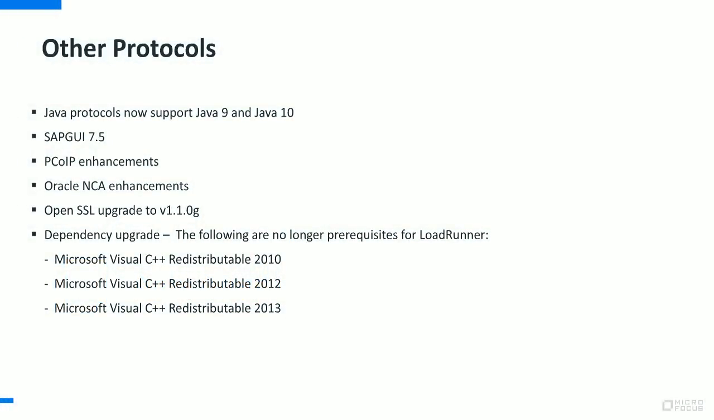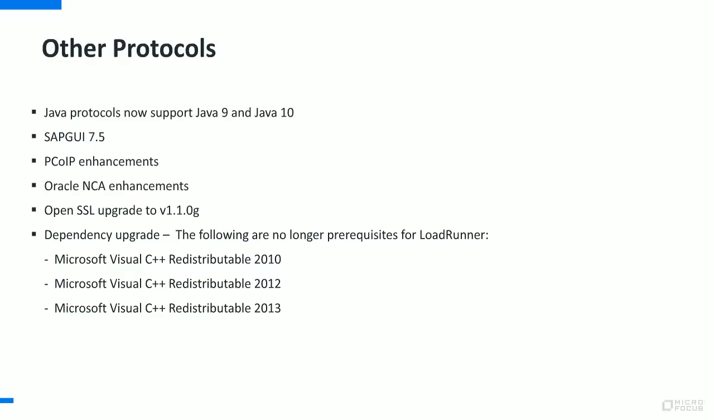Let's just talk a little bit about some of the enhancements made to some of the non-web protocols. So first of all, for any of our Java protocol users, we now support Java 9 and Java 10. We know that Java 11 just recently came out, and we're diligently working on getting that supported in an upcoming release. SAP GUI 7.5 was recently added for the SAP world.